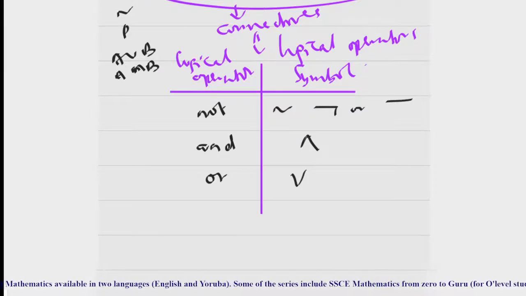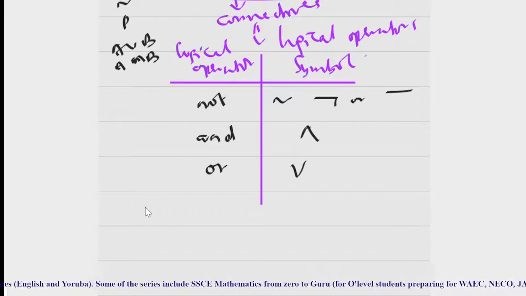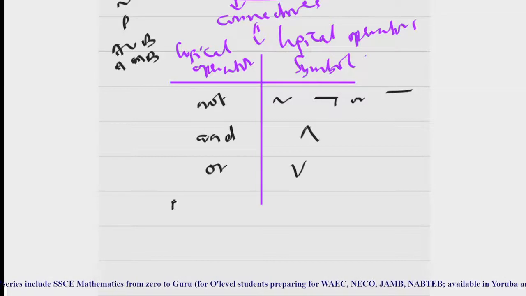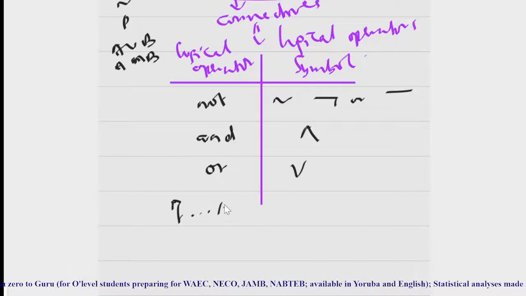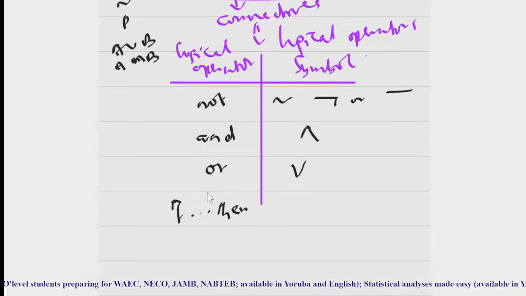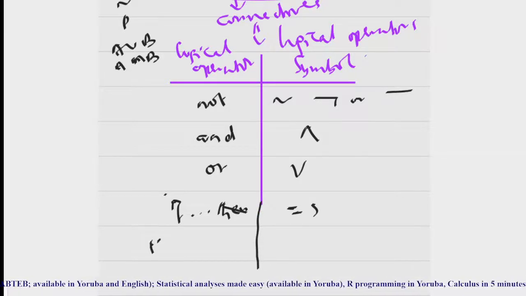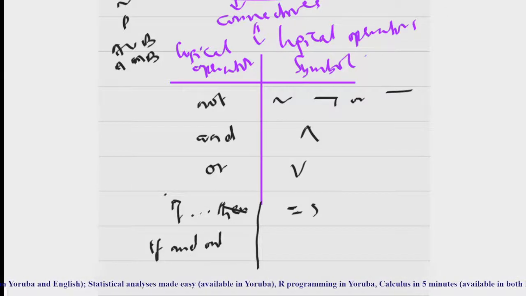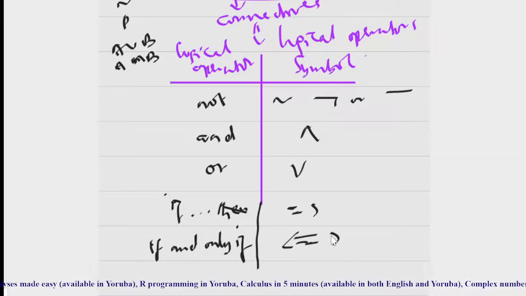We also have a conditional statement. When we say something is conditional, that is a condition. So that is if. We have if you do something, then. In some textbooks we call it implication too. It is denoted by this. I'm going to explain it. Then we have if and only if. That is an equivalent operator. I'm going to explain what each of them means.